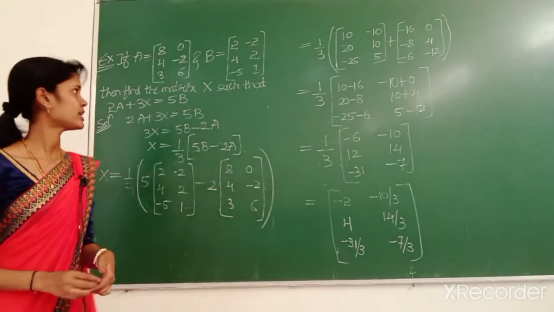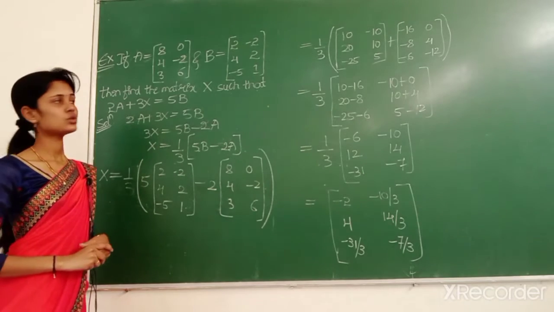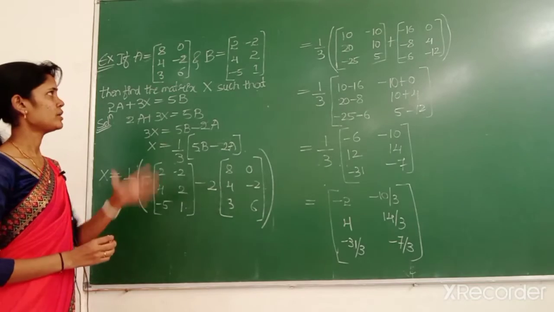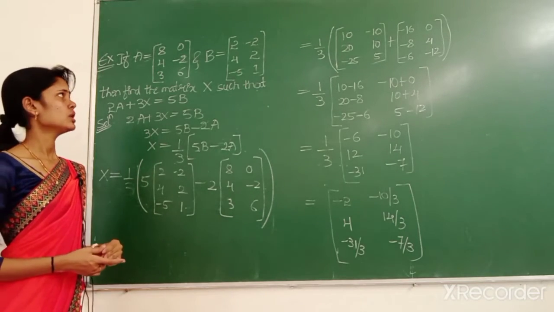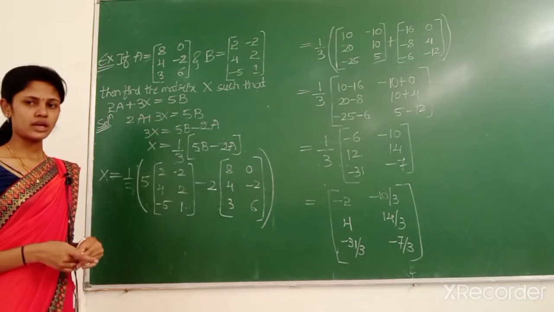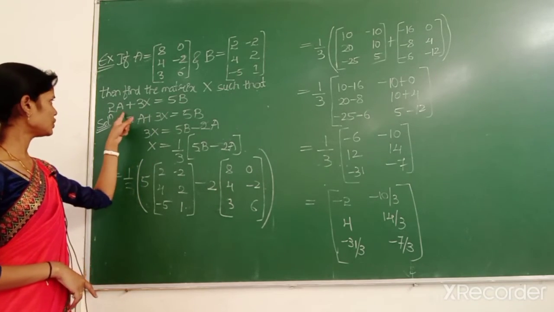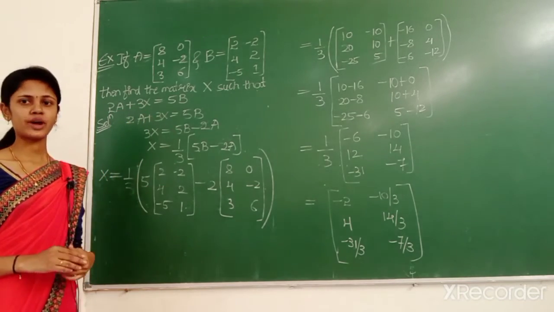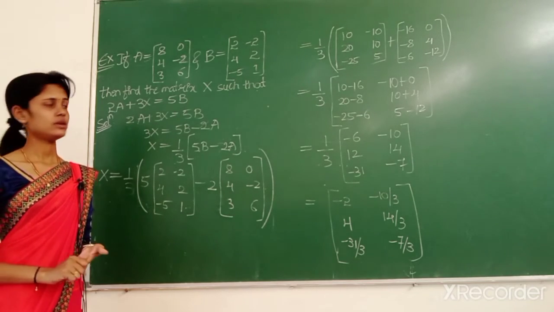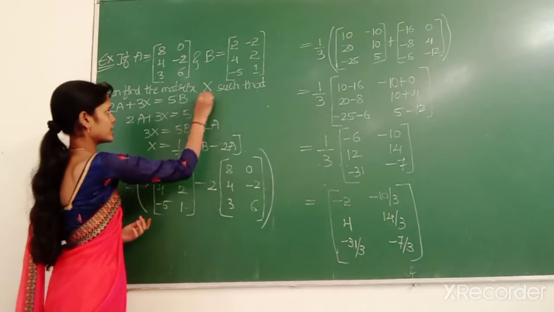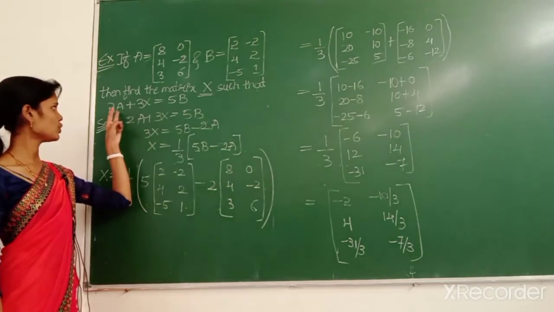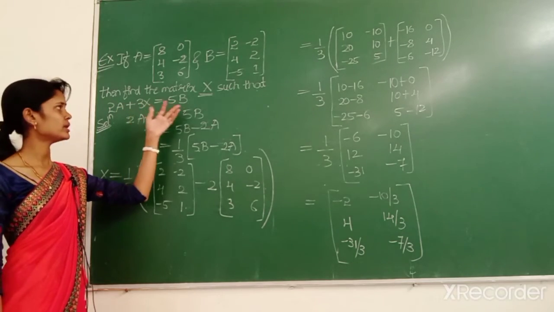So we will consider one example. If A is equal to 8, 0, 4, minus 2, 3, 6 and B is equal to 2, minus 2, 4, 2, minus 5, 1, then find the matrix X such that 2A plus 3X is equal to 5B. Two matrices were given, A and B, and we are asked to find the matrix X with the given condition 2A plus 3X is equal to 5B.